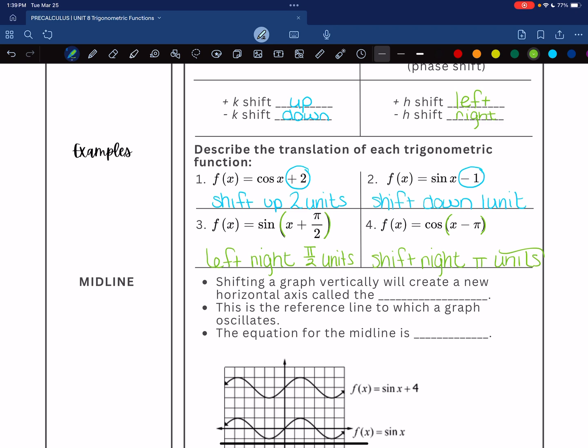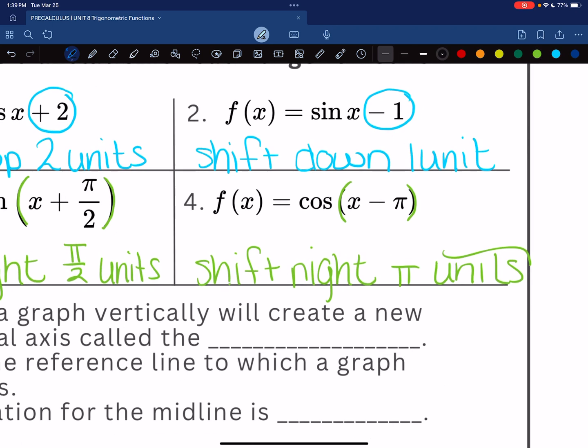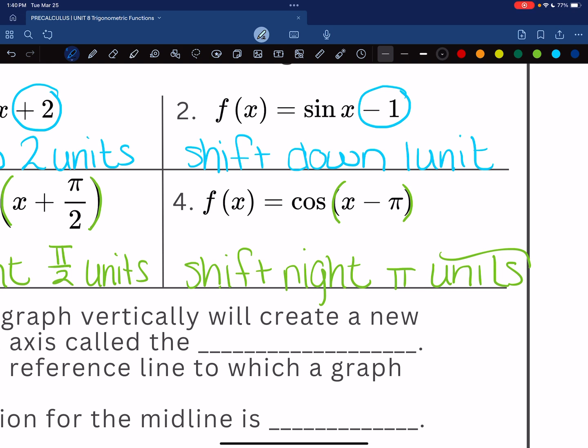So think about your cosine graph. How does our cosine graph look? Let me show you right here. The original cosine function looks something like this. Starts high, ends at a high note. But because of this transformation, the whole thing is going to shift over pi. So instead of starting here at 0, it's going to start here at pi. That's where our graph's going to begin.